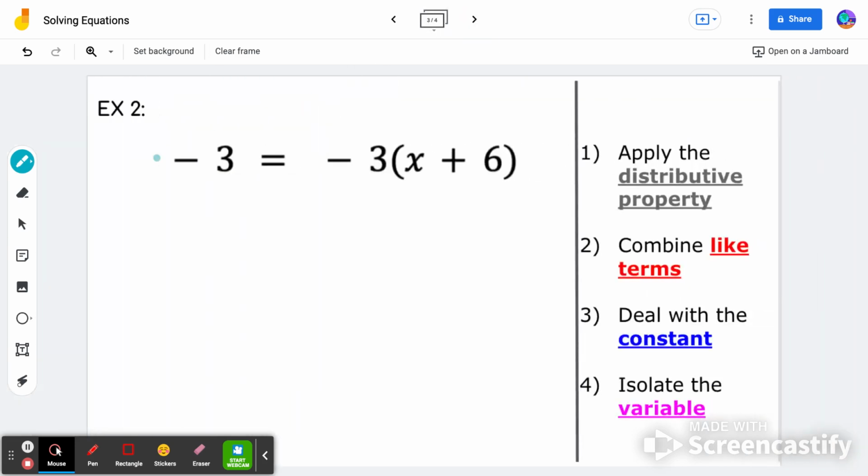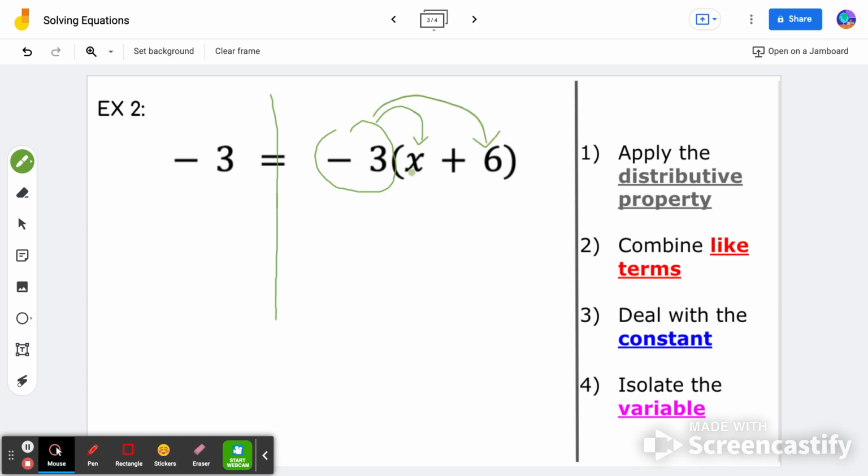Example number 2. Go ahead and pause this video. All right, so let's go ahead and get started. Here's my equation, and let's drop our wall down to organize our work and apply the distributive property. So notice we have the parentheses, and this is -3. So we're going to distribute -3 to each term inside the parentheses.